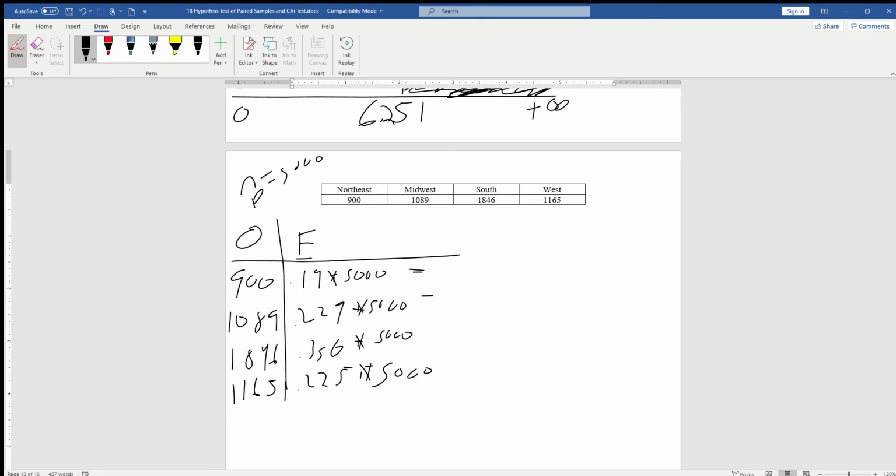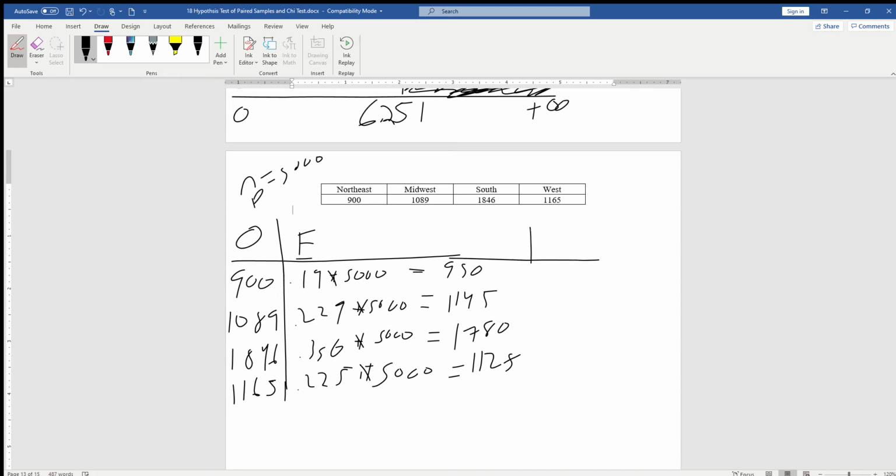Alright, so we'll type these in our calculators. And if you could check along with me just to make sure I didn't make any mistakes. First one's 950. Second one, 1145. Third one, 1780. And then finally, 1125.